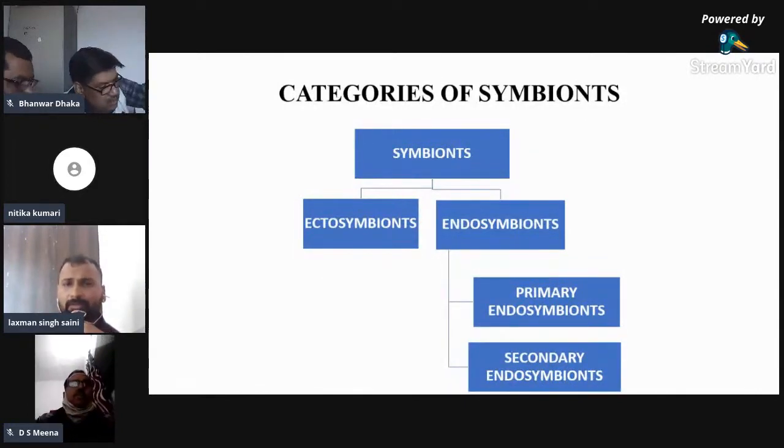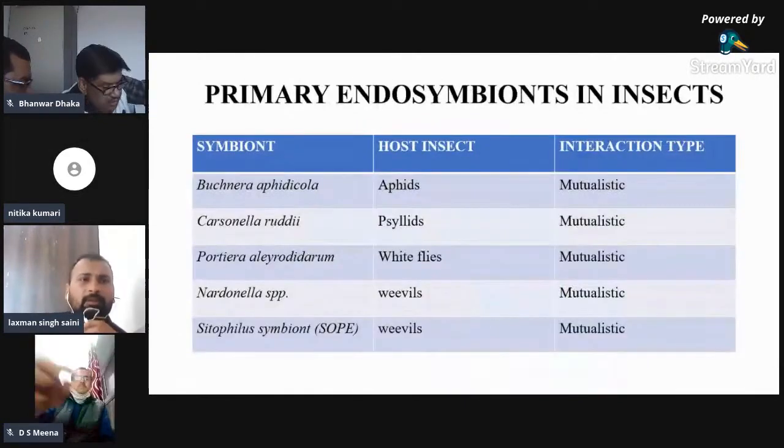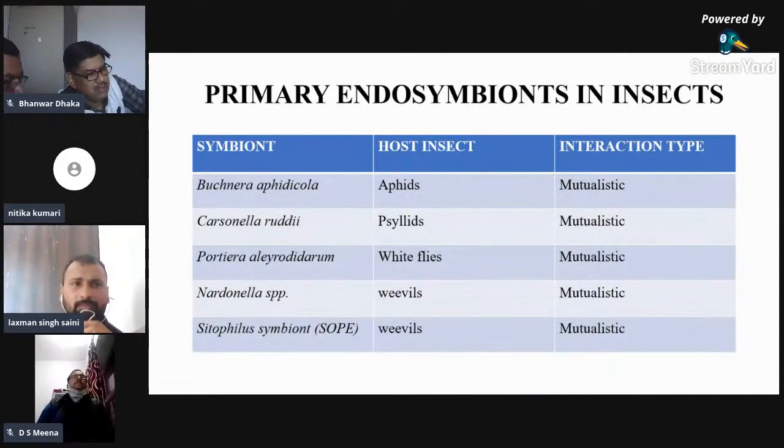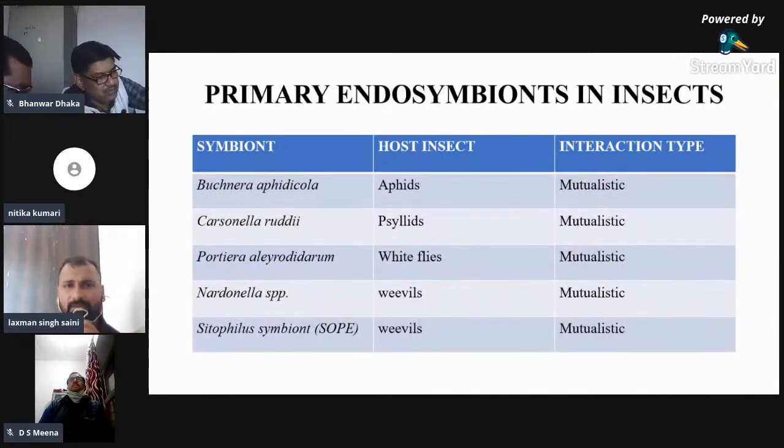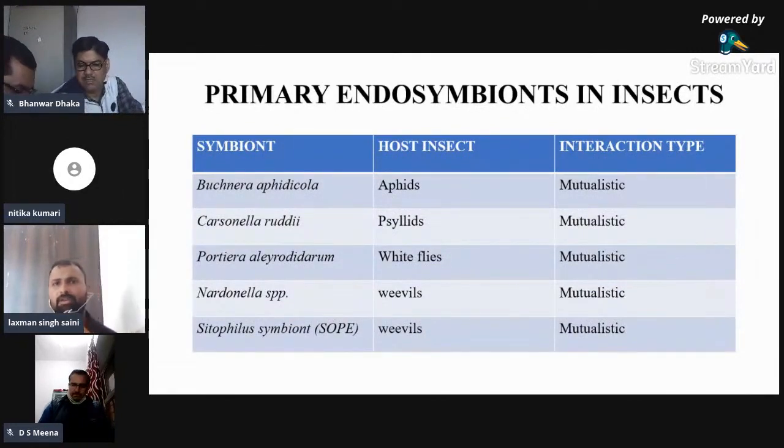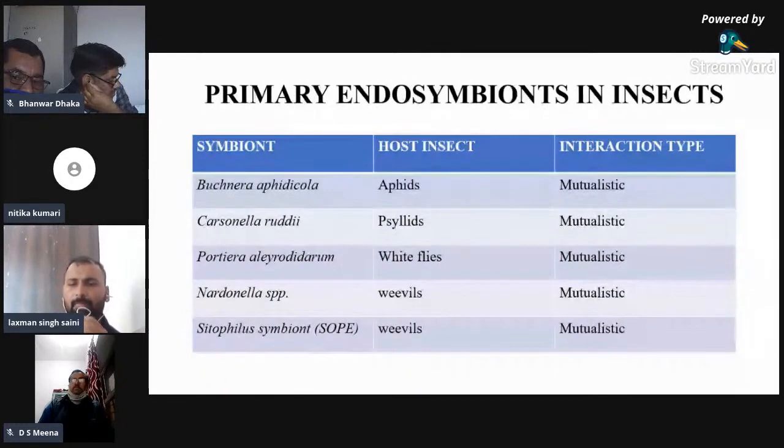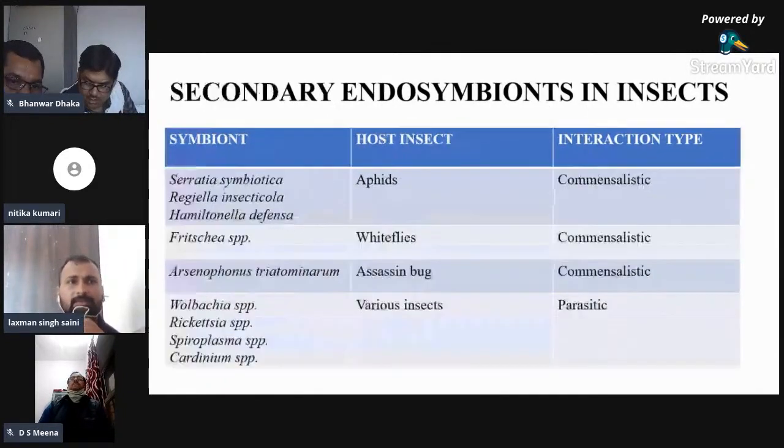Some examples of primary endosymbionts. Buchnera aphidicola, host insect aphids. Carsonella ruddii, host insect psyllids. Portiera aleyrodidarum, host insect whitefly. Nardonella species, host insect weevils. Pseudophilus symbionts, host insect weevils. All types of primary endosymbionts show a mutualistic type of interaction.